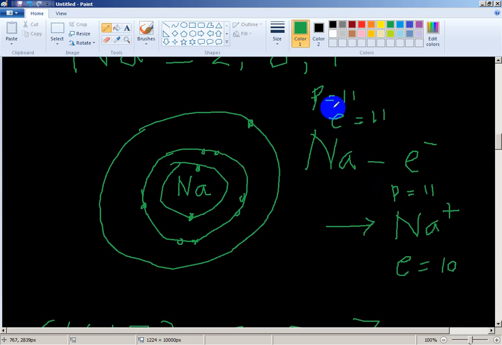When an atom is neutral, the proton number and electron number are the same. When it loses one electron, the electron number becomes 10 and the proton number is 11. So the proton number is more, so positive is more, by 1. So one positive sign. When sodium loses one electron, it becomes a positive ion.